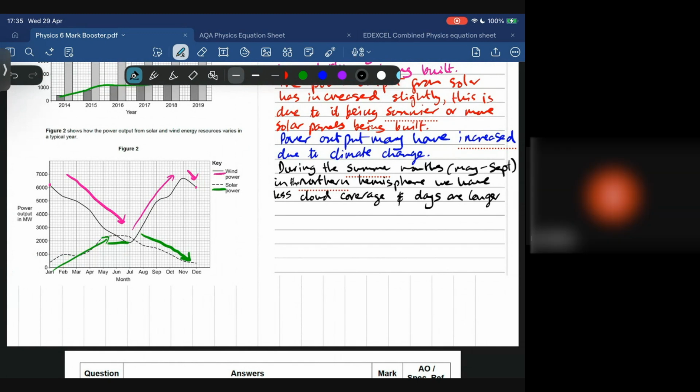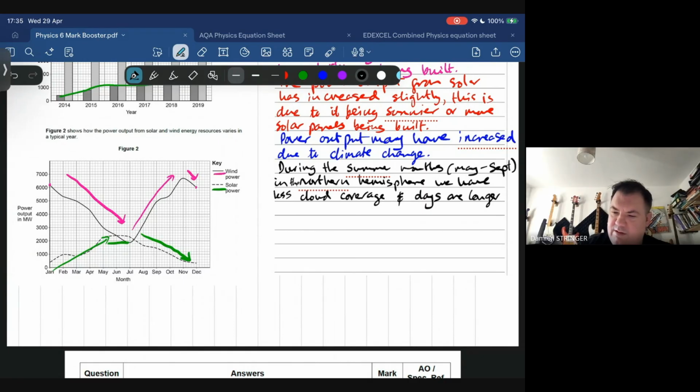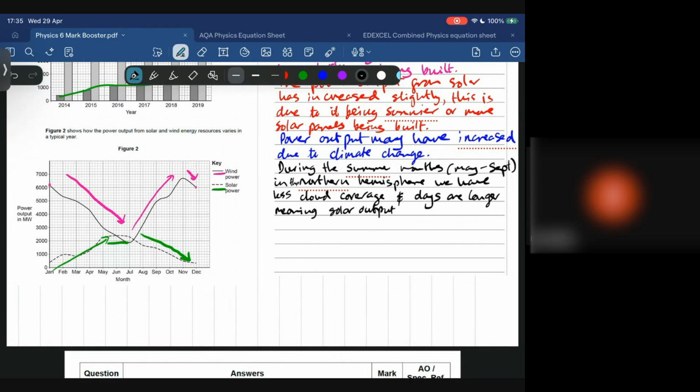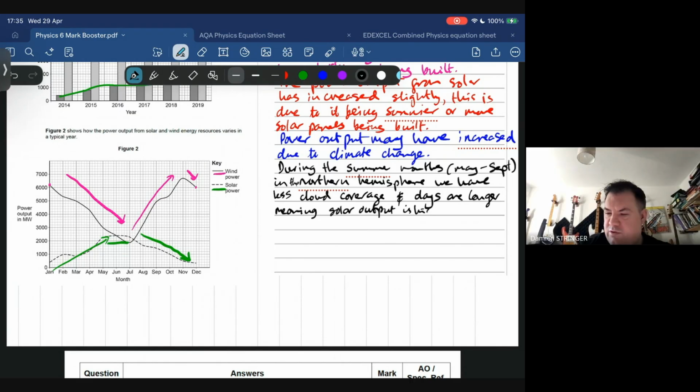Refers to solar because there's more concentrated sunlight. Yeah. So during the summer, we have less cloud coverage and days are longer, meaning solar output is higher. Yeah, does that make sense now? Yep. That's good. Okay. So, who would like to have a go at talking about the wind over the year? Connor?